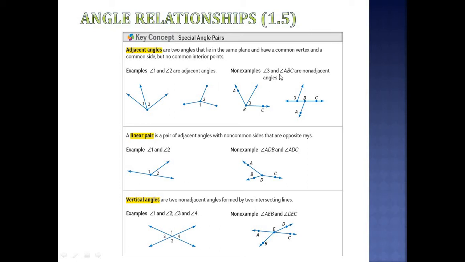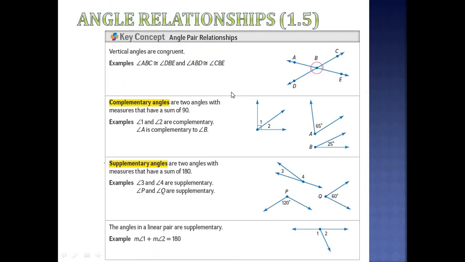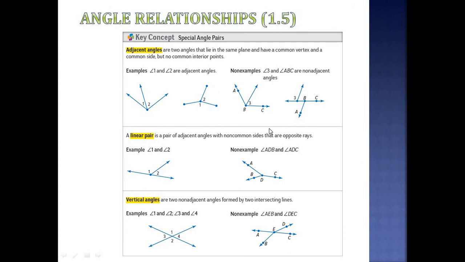Non-examples here: angle 3 and angle ABC are non-adjacent angles. Angle 3 here is formed by these two rays. They meet at this vertex B here. And angle ABC is a larger angle. Yes, it is true that angle 3 and angle ABC have the same vertex and share a side, but in this case, angle ABC has an interior point right here. And the big thing is that adjacent angles can't have any common interior points.